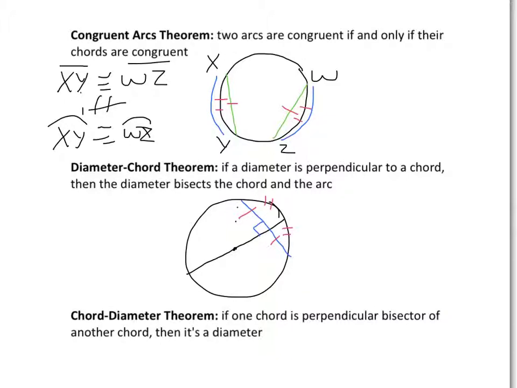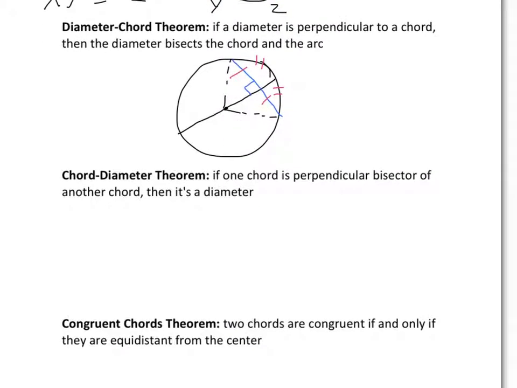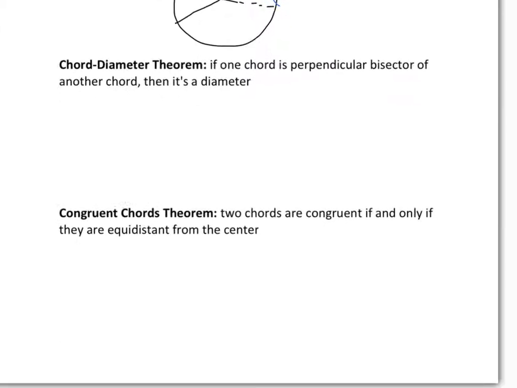And hopefully you'll see that more often than not we're going to close those off and create some right triangles for us to solve. Now the chord diameter theorem is the converse of that. I just want to show you that that's true. You can combine those into one theorem on your sheet.